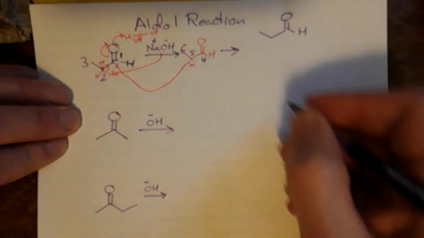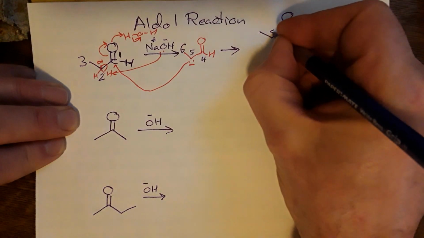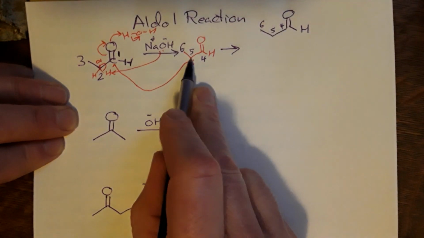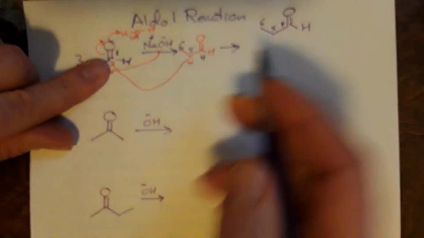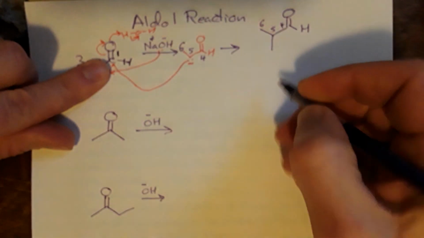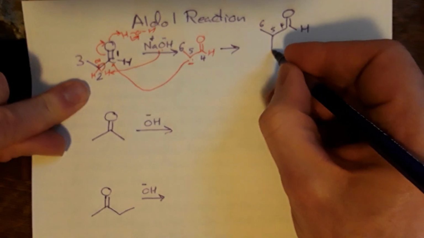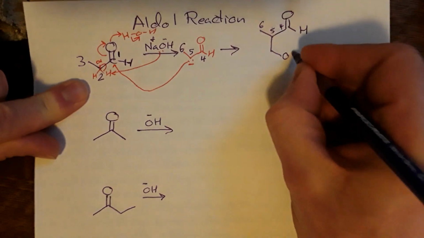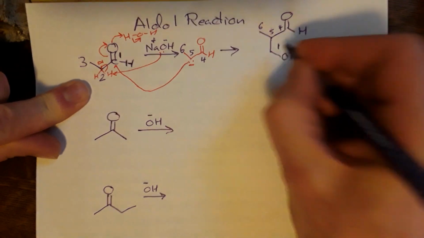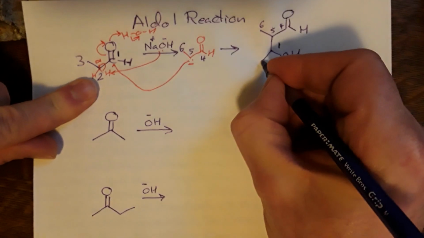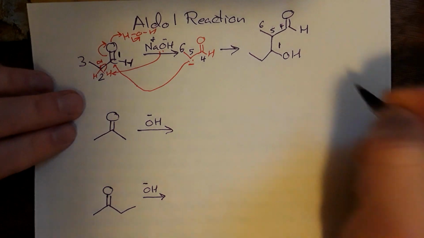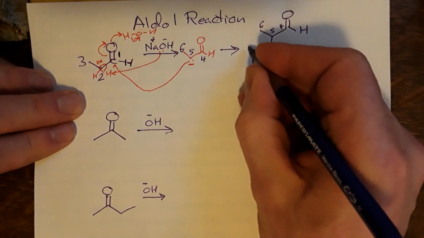So this is carbons 4, 5, and 6. Now 5 is going to be bonding to 1, and so I'm going to draw that down here. And 1 has now a single bond to oxygen. It's got an OH on there. So that's carbon number 1. And then we have carbon 2 and 3 hanging off there. So 1, 2, 3.